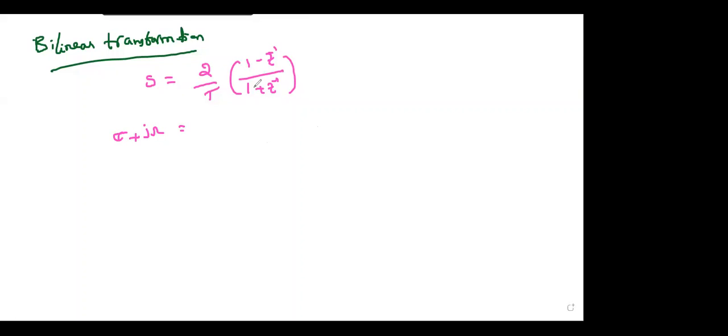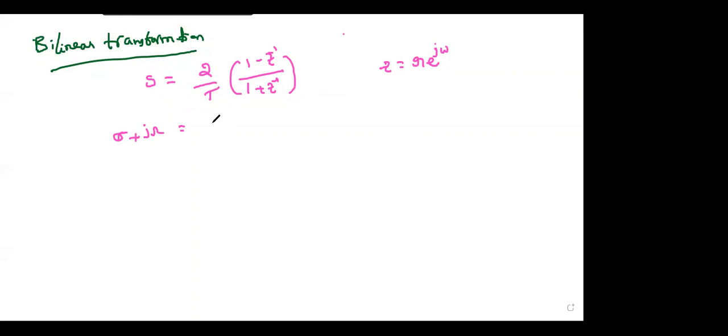So write in these terms. For this, I will substitute z is equal to r into e power j omega in this equation. Then I will separate the real part and imaginary part. So I will get the real part and imaginary part. For mapping and all, it will be helpful for me. We will do that.